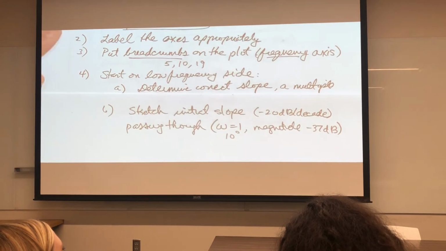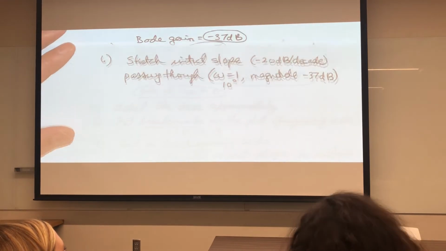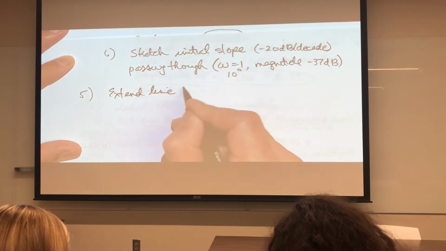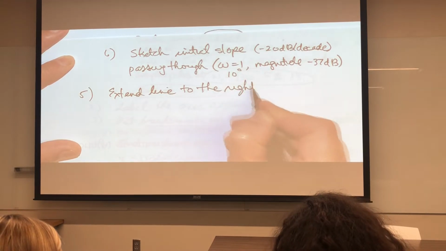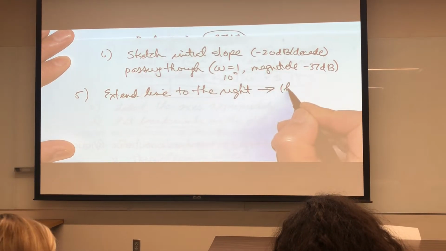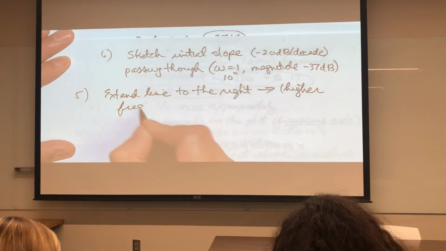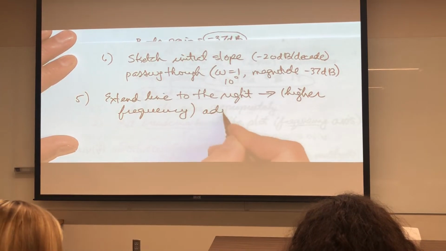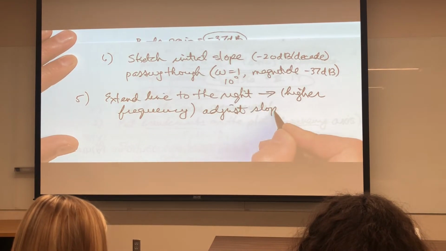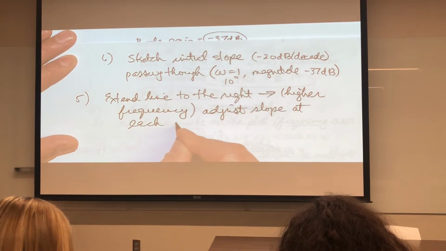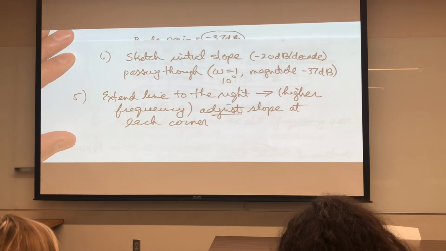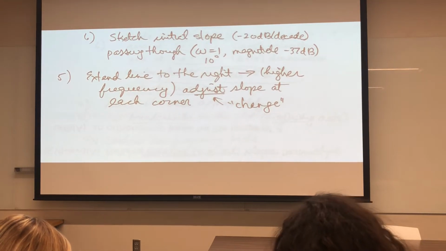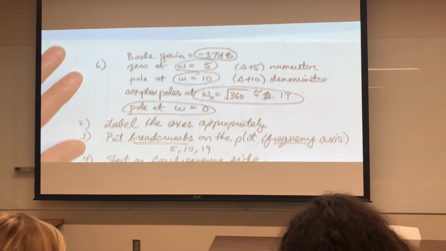Okay, so we sketched the initial slope. 1, 2, 3, 4. We start on the low frequency side. We sketched all these initial slopes. Okay, number 5. We extend the line to the right. So we go in this direction. That's higher frequency. Extend the line to the right, higher frequency, and we adjust the slope at each corner. Adjust means this word: change.